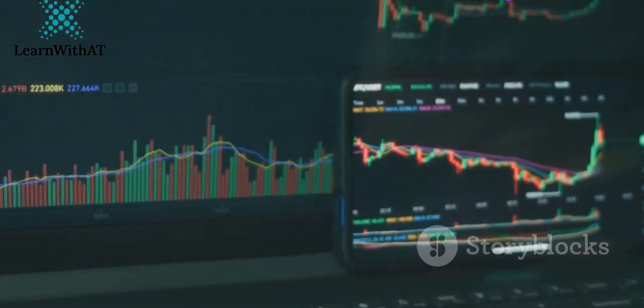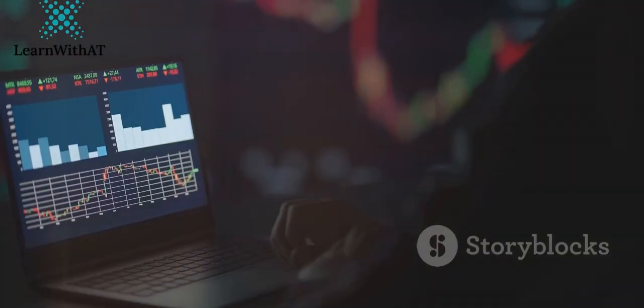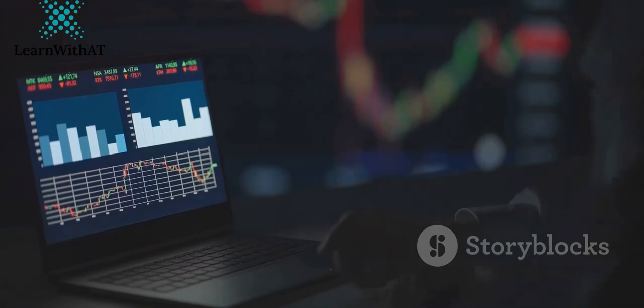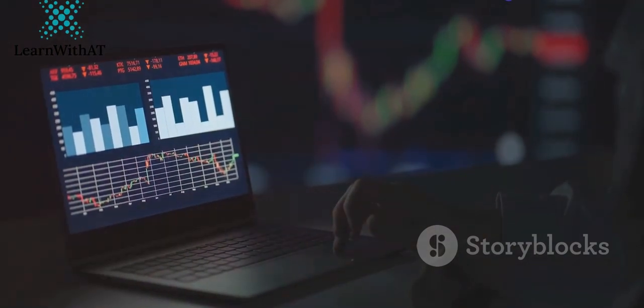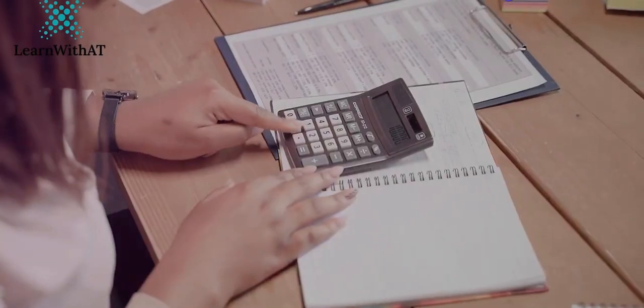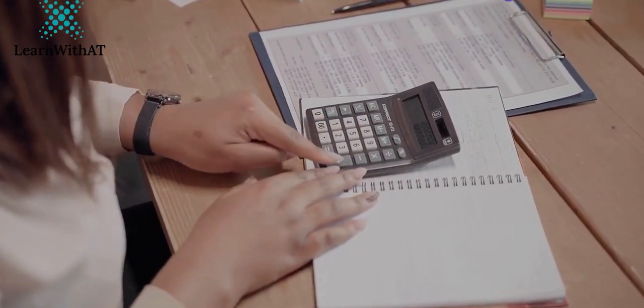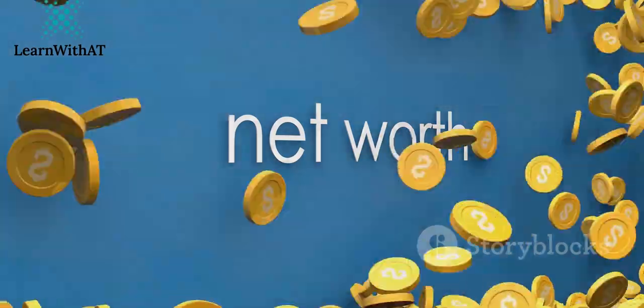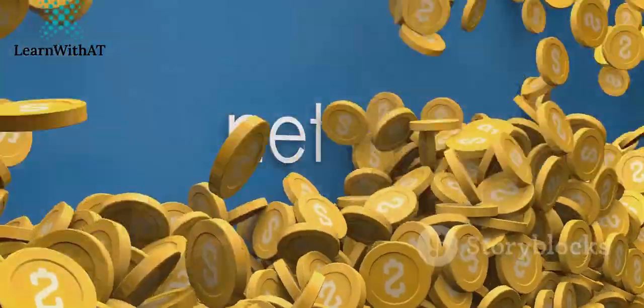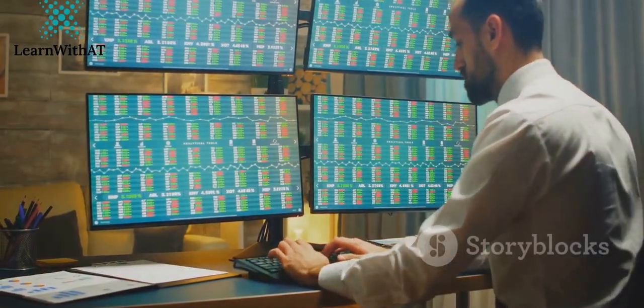Today we will cover the net asset value concept in hedge funds. Net asset value, or NAV, is a fundamental concept in the world of hedge funds. It represents the total value of a fund's assets minus its liabilities. Think of it like calculating your net worth. NAV works the same way for hedge funds.